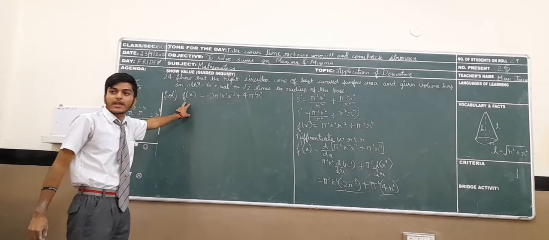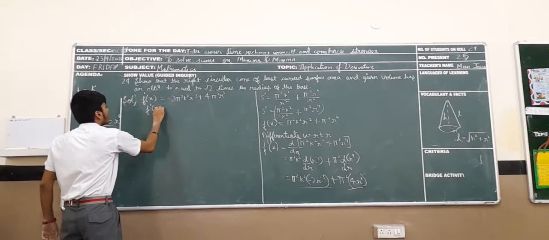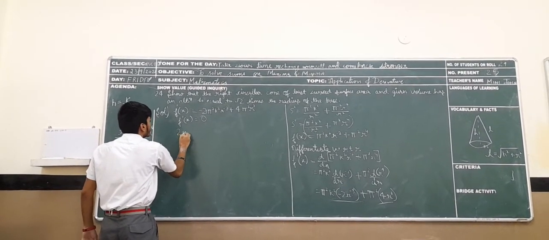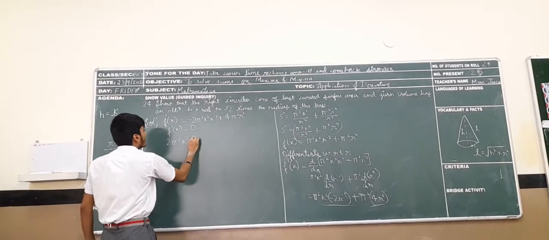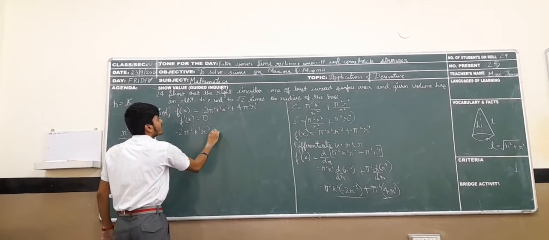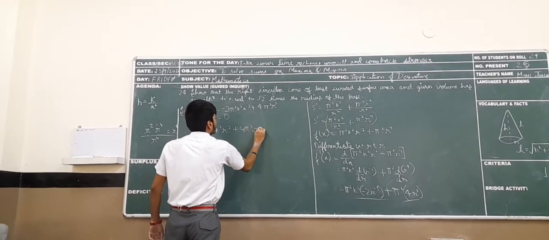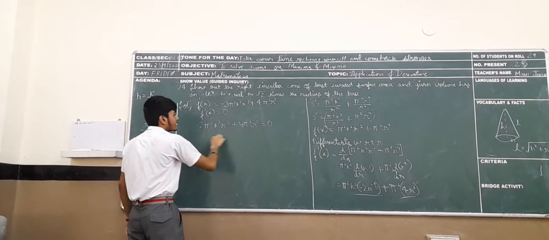Now we have to equate this with 0. So we will equate it. Now what is the differentiation? Minus 2 pi square k square r to the power minus 3 plus 4 pi square r to the power 3 is equal to 0. Now we will take this term here.